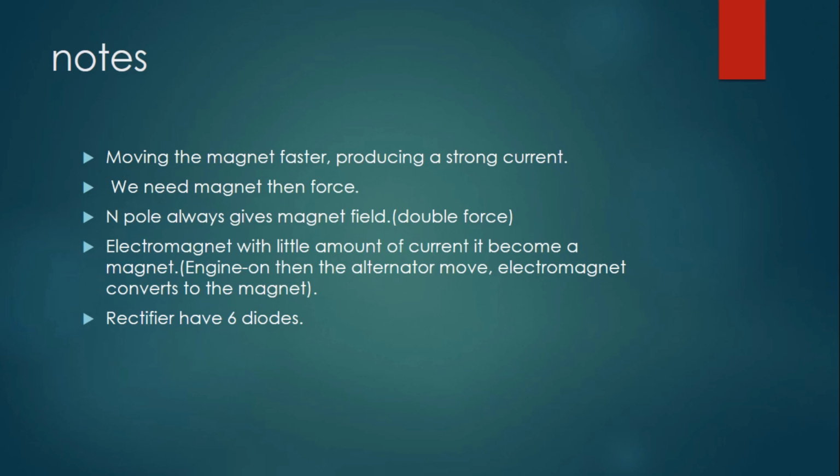Moving the magnet faster produces a stronger current. That's the law, and we need a magnet, then force. If it gets the force, then it converts to an electromagnet. The N pole always gives the magnetic field. Sometimes it also induces force, electrons.